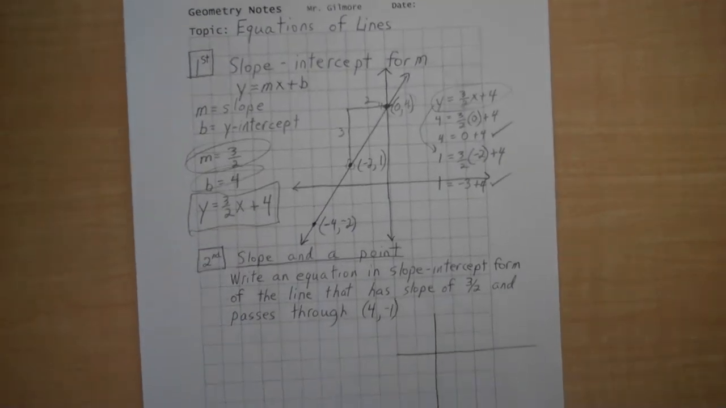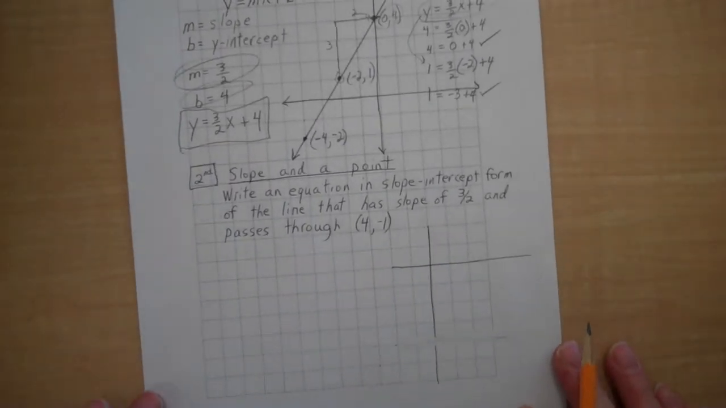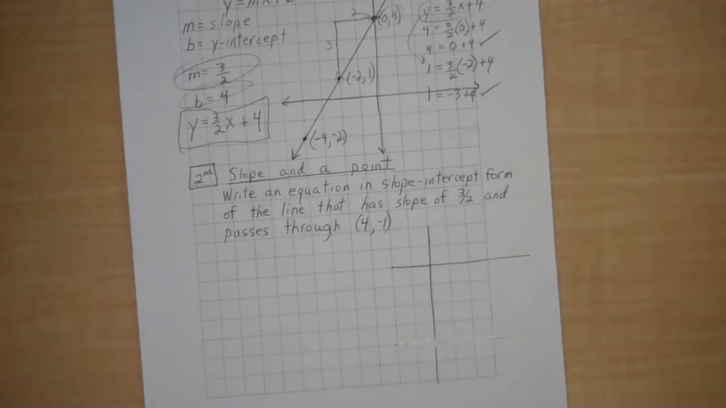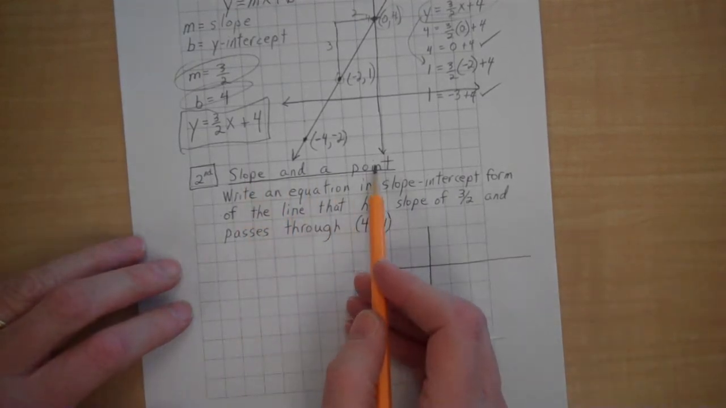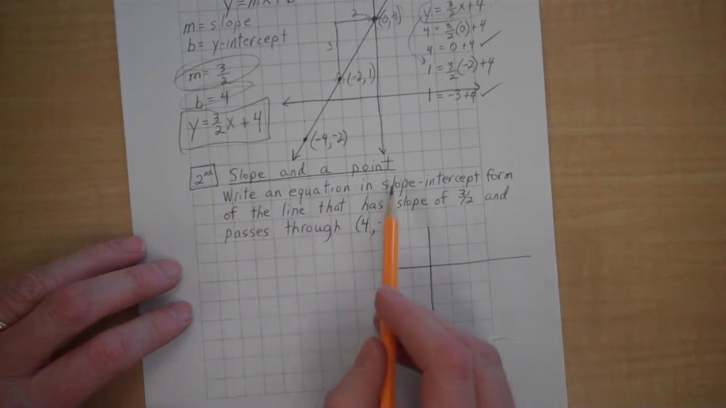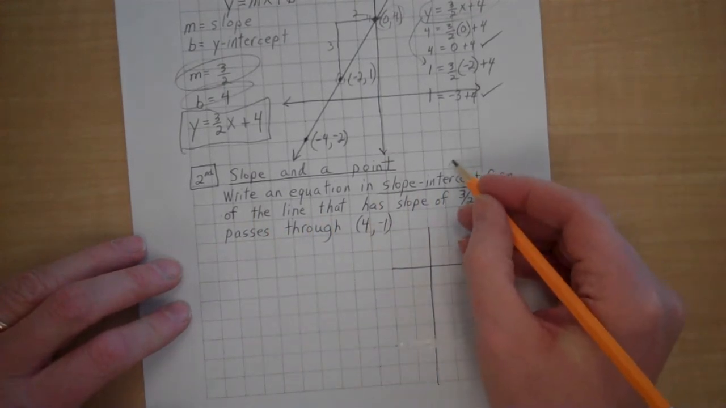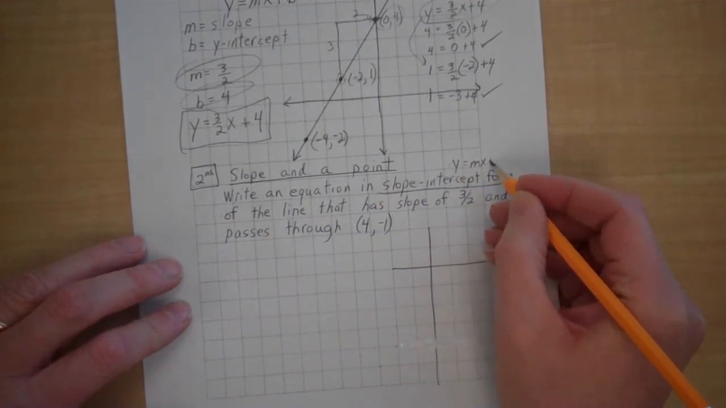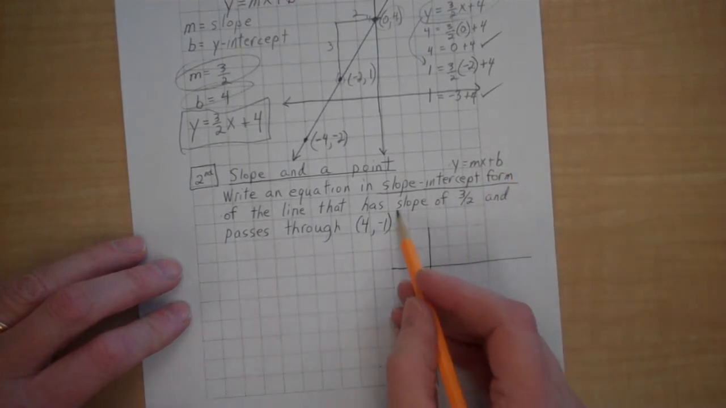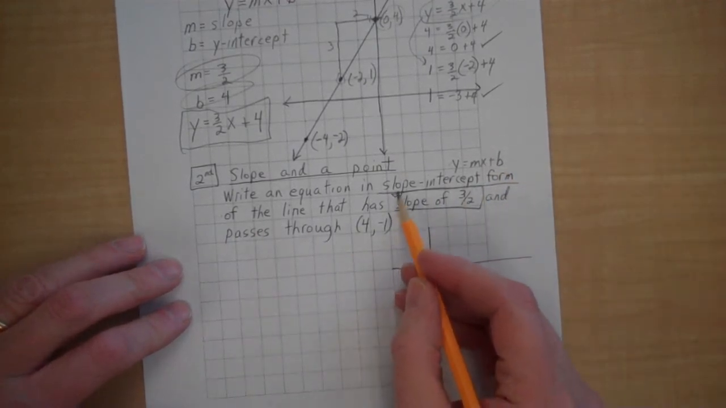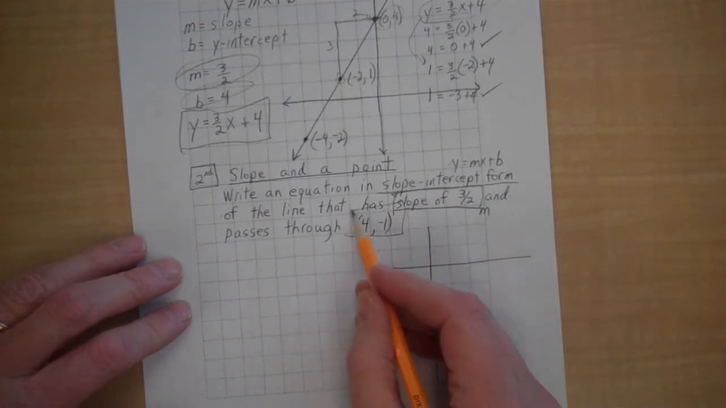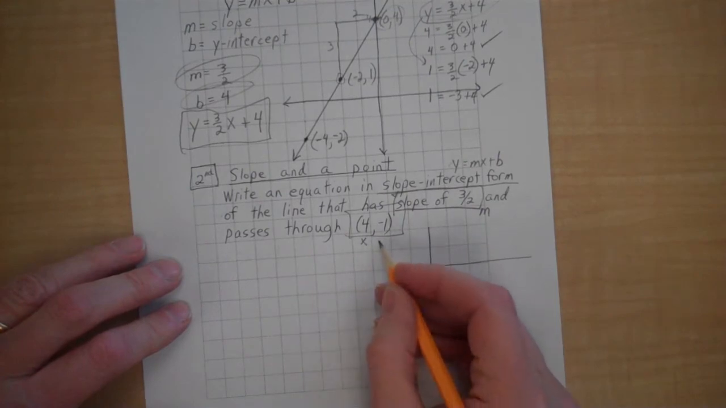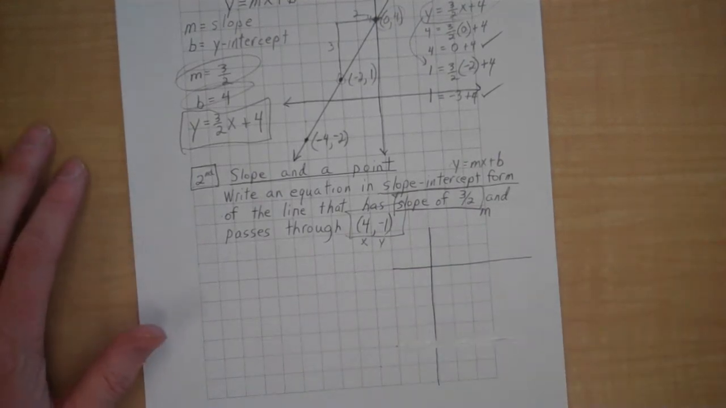All right, my second example I want to look at is writing an equation in slope-intercept form of a line if we know the slope and a point. Write an equation in slope-intercept form, that's y equals mx plus b, of the line that has a slope of 3/2, that's my m value, and passes through 4, -1. Well, that's a specific x and a specific y.